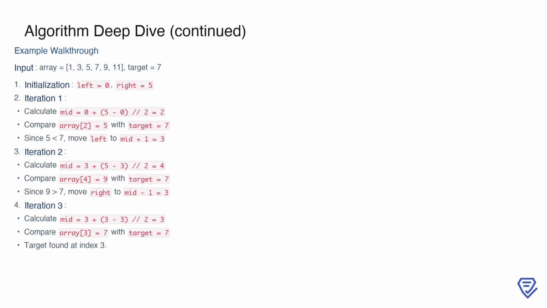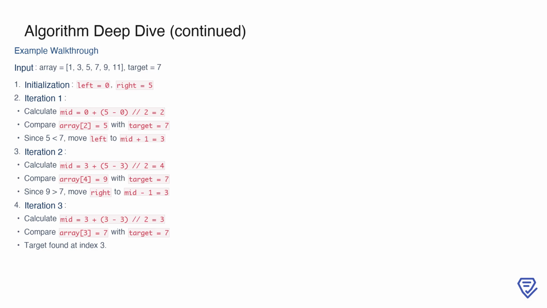To solidify our understanding, let's walk through an example. Consider the input array 1, 3, 5, 7, 9, 11, and a target value of 7. First, we initialize left to 0 and right to 5, the indices of the first and last elements. In the first iteration, we calculate mid = 0 + (5 - 0) / 2 = 2. The value at array[2] is 5, which is less than 7, so we move left to mid + 1 = 3.